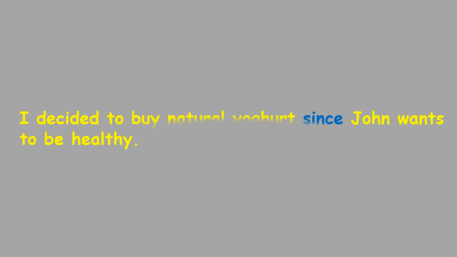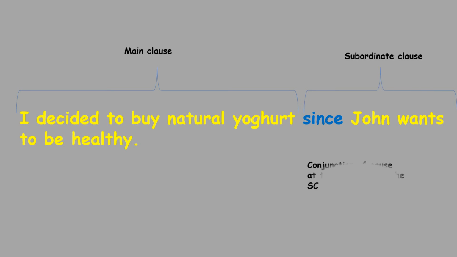One more example. I decided to buy natural yogurt since John wants to be healthy. Now pay attention. I decided to buy natural yogurt is the main clause. It makes sense, this sentence alone. Since John wants to be healthy is the subordinate clause. And the conjunction, of course, at the beginning of the subordinate clause. No comma in this sentence.